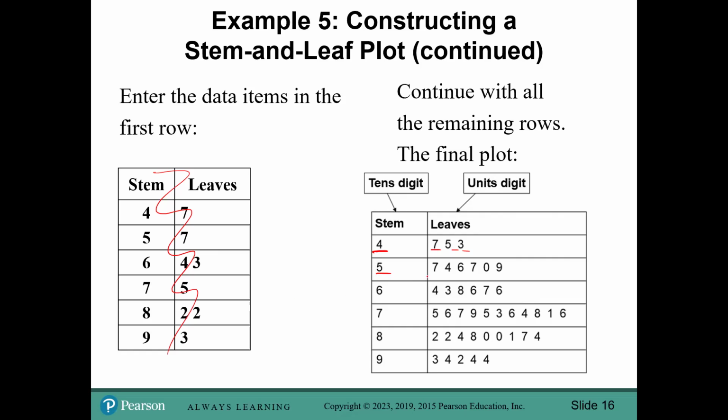For your stem in the 5s, I got 7, 4, 6, 7, 0, 9, which are the same values that I got. I just put mine in order. And so on and so on. We should end up with, in the 70s, 5, 6, 7, 9, 5, 3, 6, 4, 8, 1, 6. That's 1, 2, 3, 4, 5, 6, 7, 8, 9, 10, 11 of these represented, which we saw that there was 11 when we did our histogram, right? Or our frequency chart.